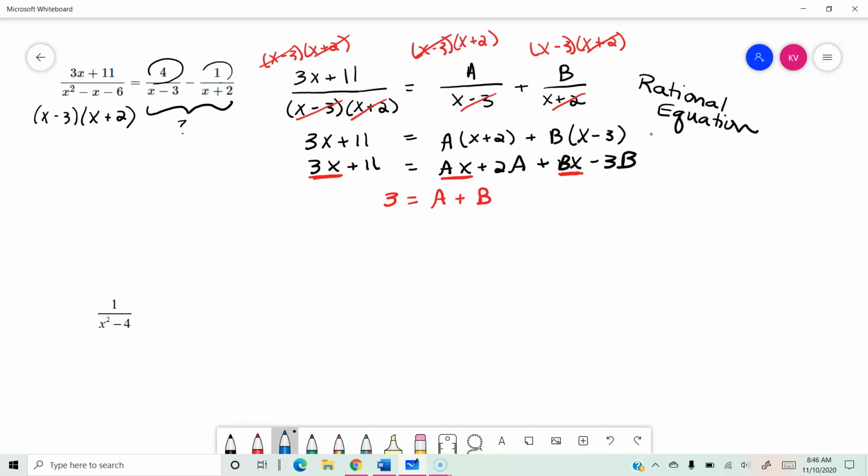Now I'm going to switch colors here. This is a constant, it doesn't have an x in it, and that matches your 2A and your minus 3B. I'm going to set up another equation using those. Okay, and then what you have now is a 2 by 2 system of equations.